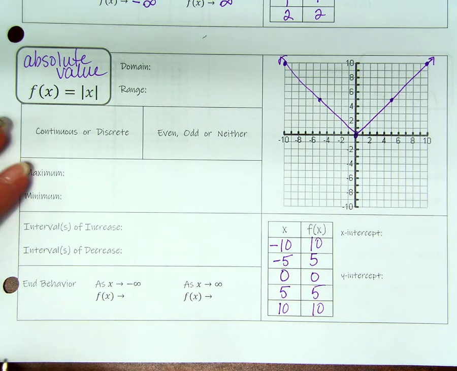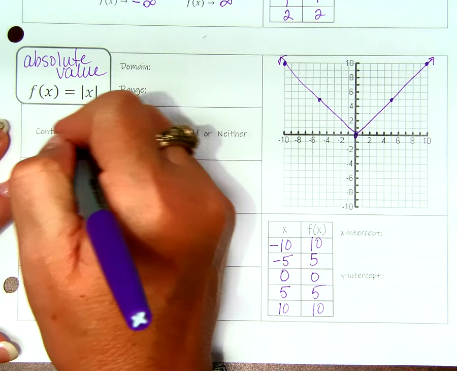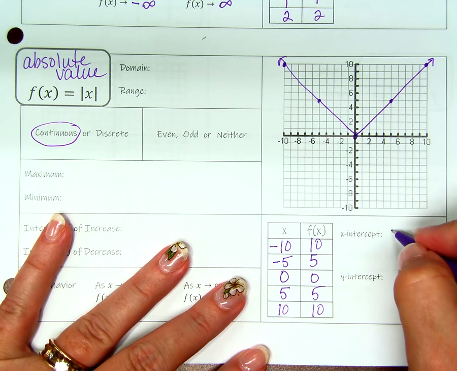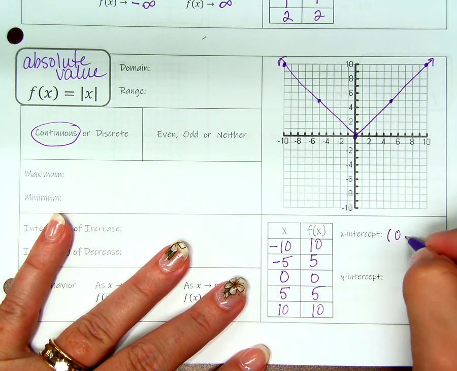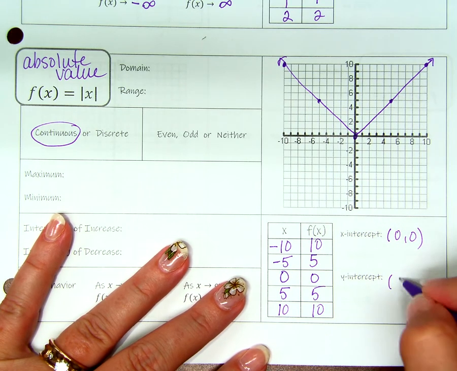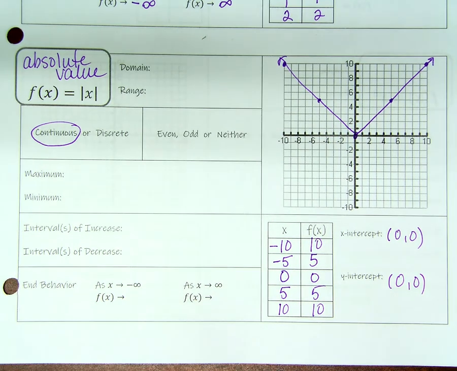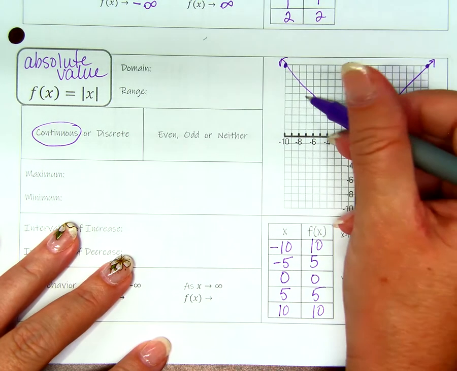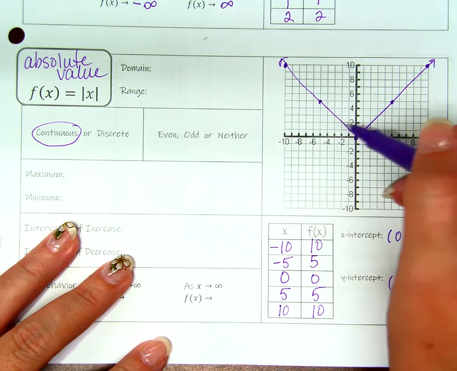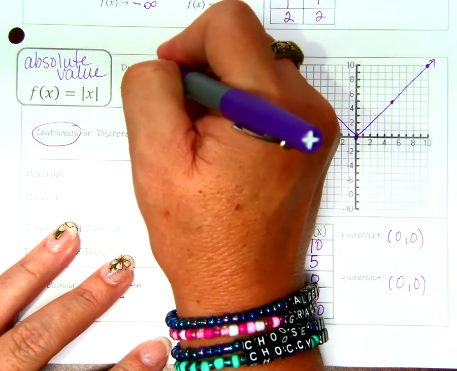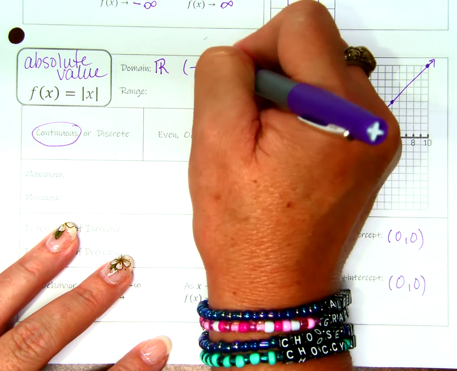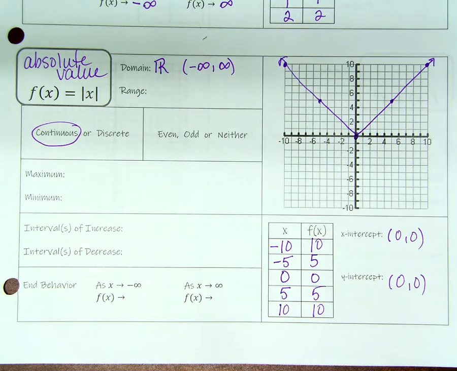Which means it's also continuous. What's our x-intercept? 0, 0. What's our y-intercept? 0, 0. What's our domain? How far to the left does it go? All the way. And how far to the right? All the way. So all real. And negative to positive, right? Negative infinity to positive infinity.